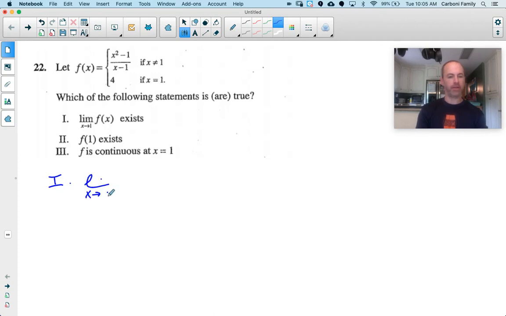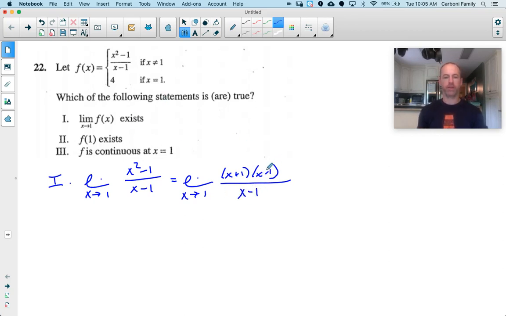Keep in mind that if you do choose to use L'Hopital's rule, you have to show numerator and denominator separately, which is just a lot of extra work. This one, I would prefer to just factor and cancel. x plus 1, x minus 1 over x minus 1. The x minus 1's cancel. You can plug 1 into the remaining x plus 1, and you get an answer of 2.